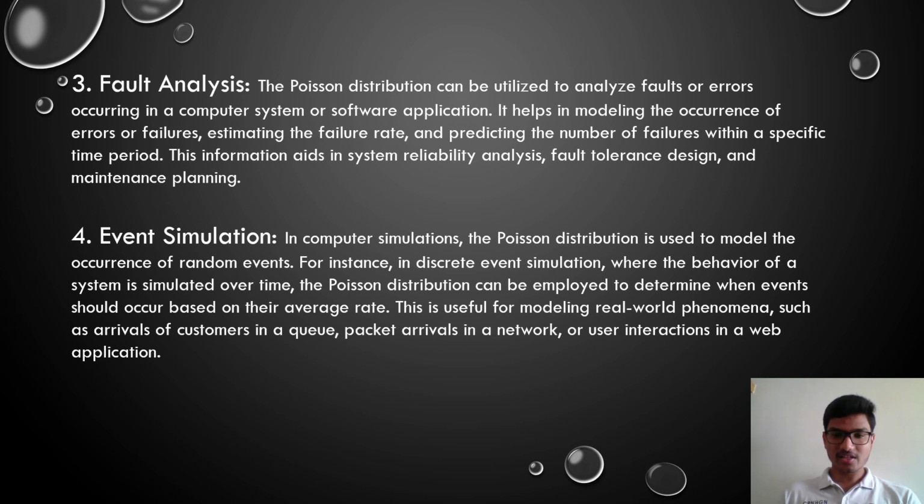Next is event simulation. In computer simulations, the Poisson distribution is used to model the occurrences of random events. For instance, in discrete event simulation, where the behavior of a system is simulated over time, the Poisson distribution can be employed to determine when events should occur based on their average rate. This is useful for modeling real-world phenomena such as arrivals of customers in a queue, packet arrivals in a network, or user interaction in a web application.